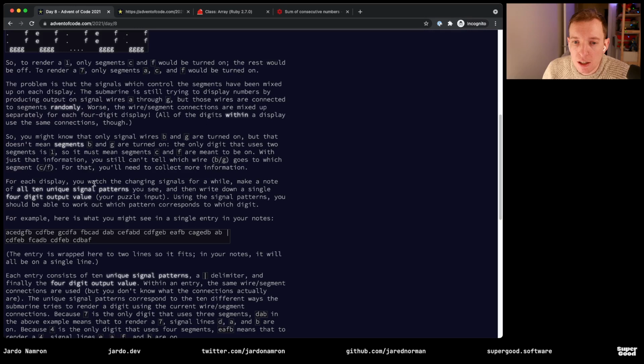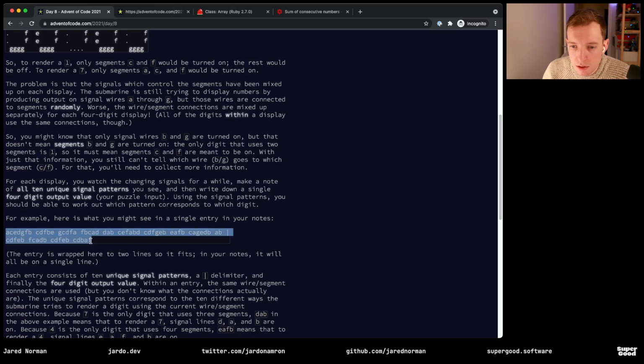For each display, you watch the changing signals for a while. Make a note of all 10 unique signal patterns you see, then write down a single 4-digit output value, your puzzle input. Using the signal patterns, you should be able to work out which pattern corresponds to which digit. For example, here's what you see in a single entry in your notes.